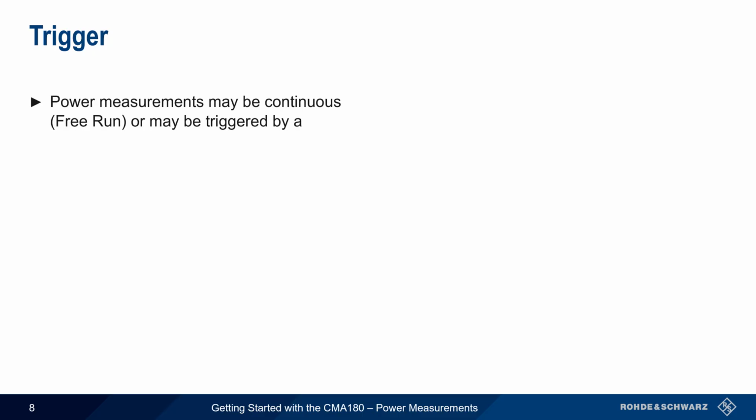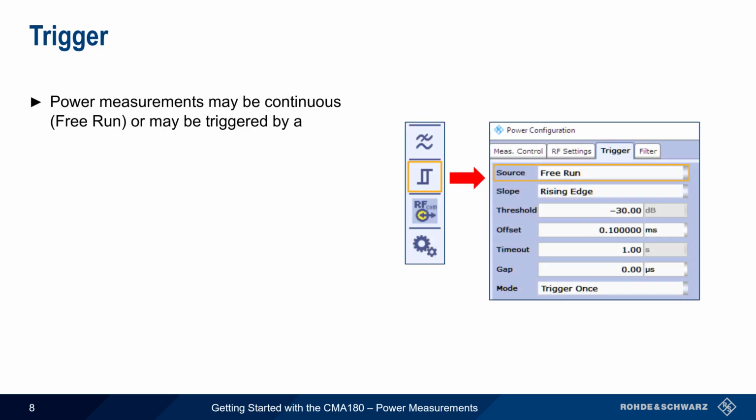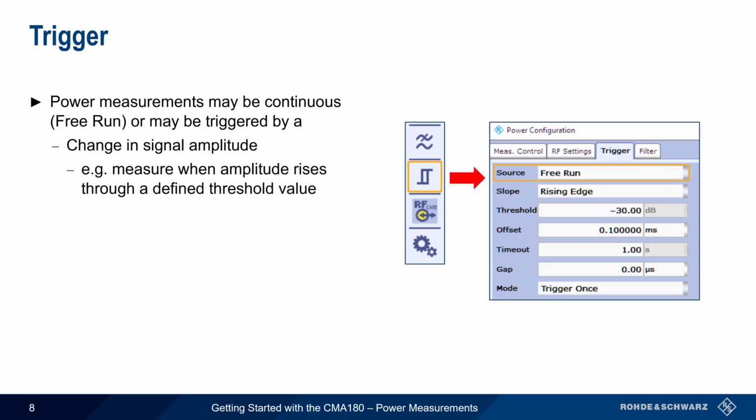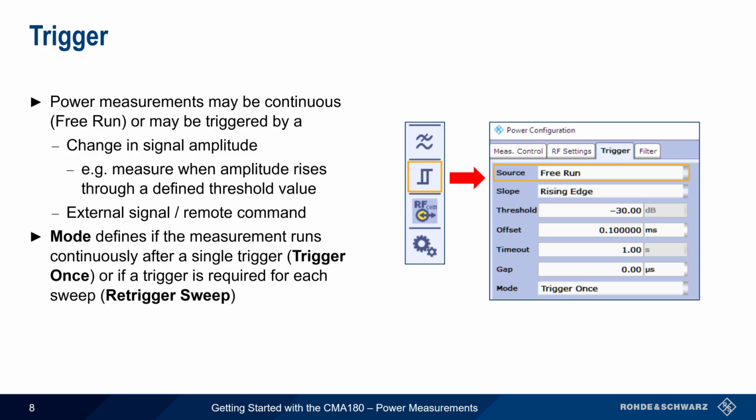In many cases, power measurements are made continuously, that is, in so-called free-run mode, but they may also be triggered or started in several different ways. These settings are accessed via the trigger icon in the main GUI. The most common way of triggering a measurement is by a change in signal amplitude, for example, starting the power measurement when the amplitude crosses a defined level or threshold. Triggering can also be done via an external trigger-in signal or via a remote command. Another important trigger parameter is mode, which defines if the measurement runs continuously after a trigger event, or if only a single measurement sweep is performed with each trigger.